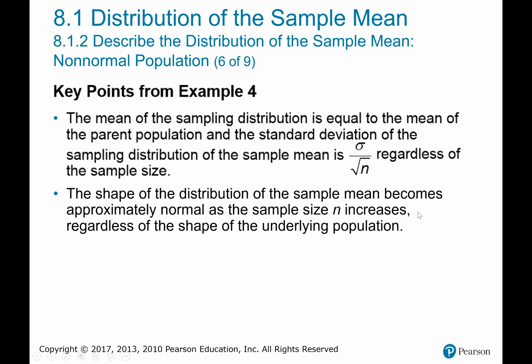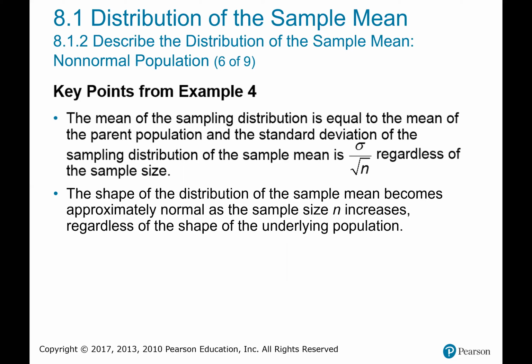So the key points from example 4: the mean of the sampling distribution is equal to the mean of the parent population. Again, guys, that's the same thing. The mean of X bar is the same as the mean of the population. And again, the standard deviation of a sample mean is the standard deviation of the population divided by the square root of n, regardless of the sample size.